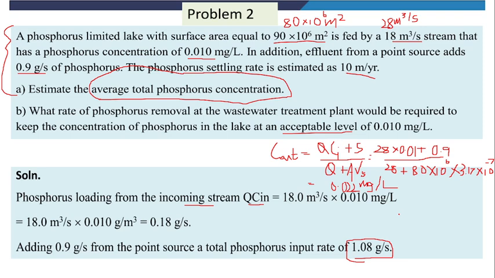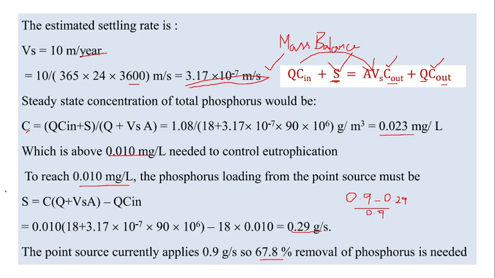So again, to this question also they are adding the part B as the previous question. Like what would be the rate of phosphorus removal at the wastewater treatment plant? If they are asking me, then you have to calculate the S like this. So S is equal to C into Q plus VSA minus QCE. Here Q is the flow rate. Instead of 18, you need to put 28. Then settling rate is same, 3.17 into 10 power minus 7. And area is instead of 90, you need to put 800.